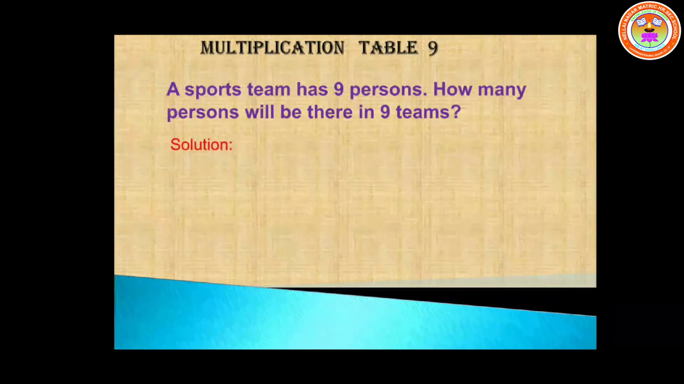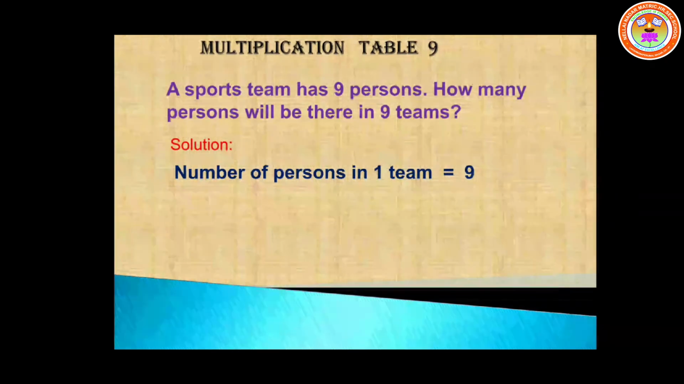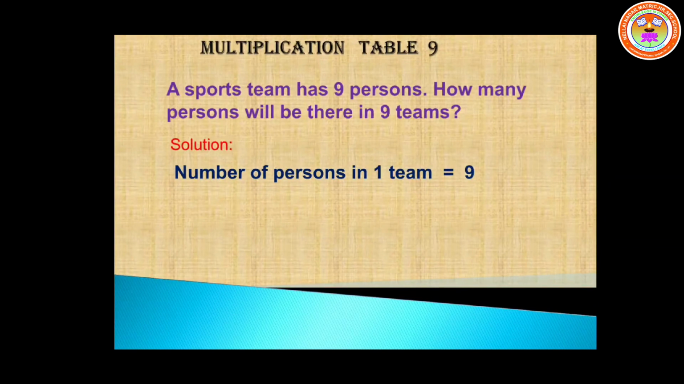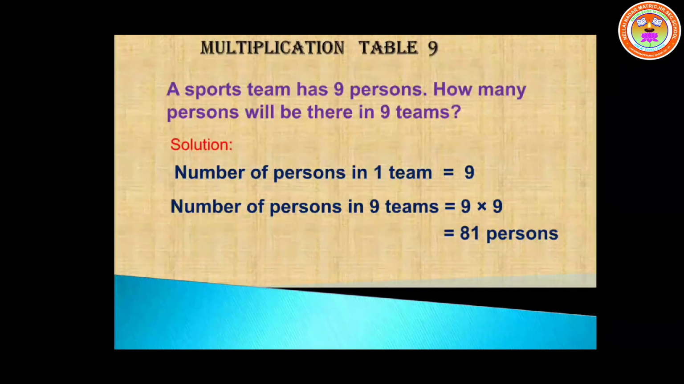Solution. One team will have 9 persons. So, the number of persons in one team is equal to 9. I should find how many persons will be there in 9 teams. The number of persons in 9 teams is equal to 9 into 9. 9 nines are 81. So, there are 81 persons in 9 teams.